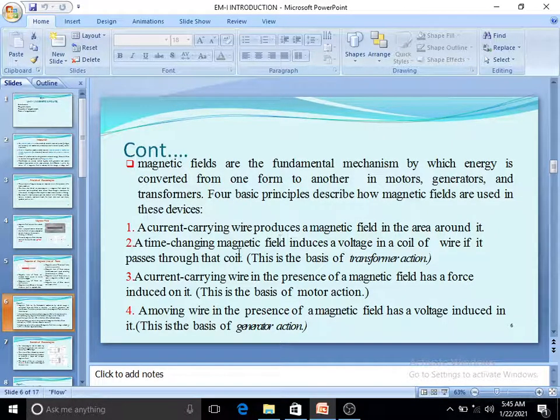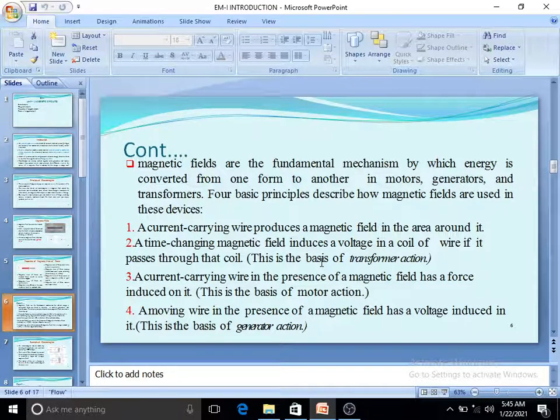Okay, so next, a time-changing magnetic field induces a voltage in a coil if it passes through the coil. It means if you take a conductor and pump AC current, the current changes continuously, from 0 to maximum to 0 in the positive direction, and again in the negative direction, 0 to maximum to negative. AC means alternating current; it changes continuously depending upon time.